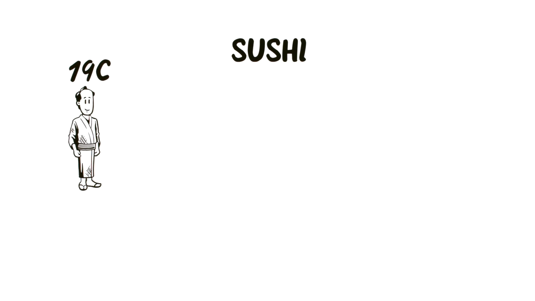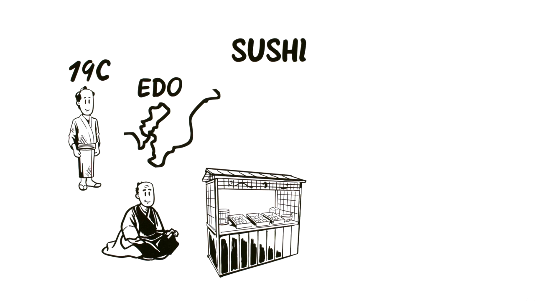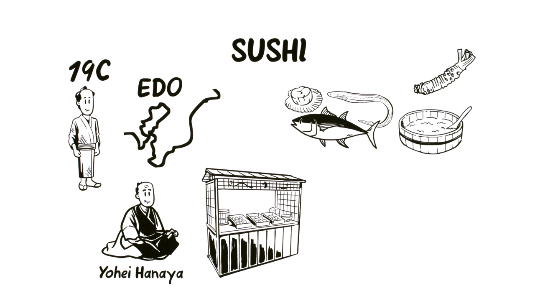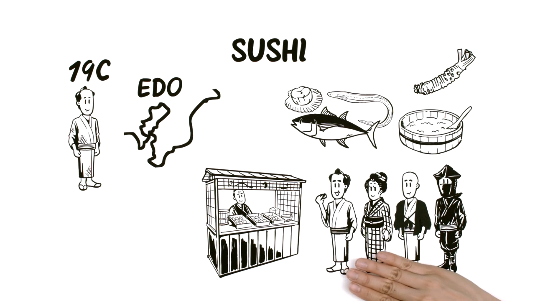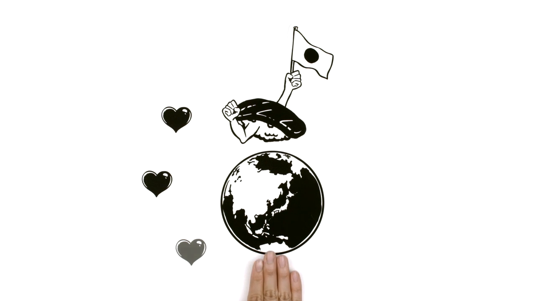In 19th century Edo, the old name for Tokyo, a food stall vendor called Hanaya Yohei invented a new kind of sushi by pressing seafood and wasabi onto vinegared rice. It was a huge hit. This hand-pressed nigiri sushi would become the most popular kind, making sushi famous worldwide.